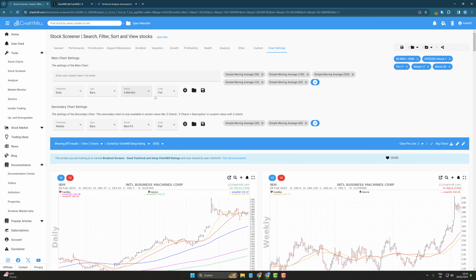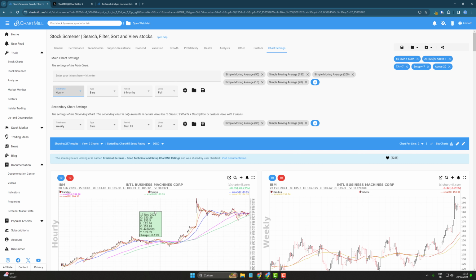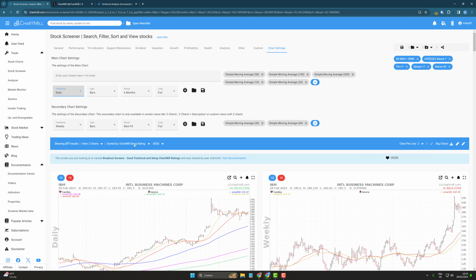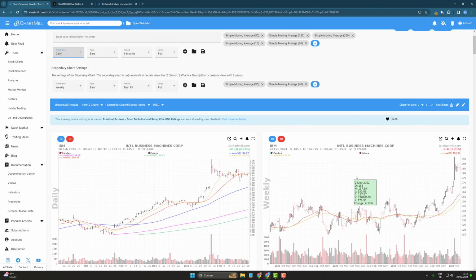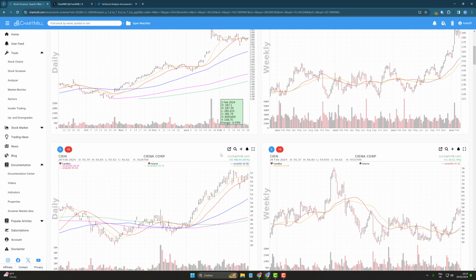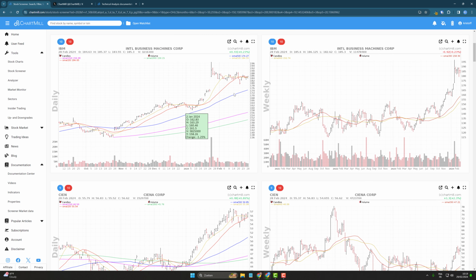My chart settings default for the main chart is daily, and for the secondary chart it's weekly, but of course you can change this. For example, if you want intraday charts, an hourly, that's possible. And then you can change the indicators over here. So I'm going back to daily, giving me a daily and a weekly chart to have a good understanding of the mid-term and long-term trend of the stock.